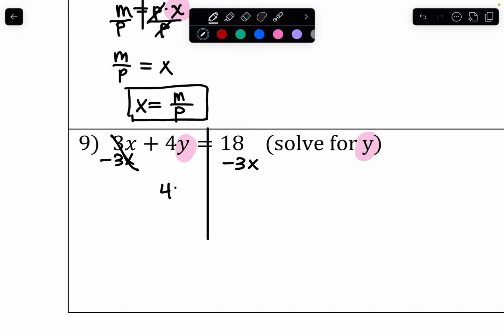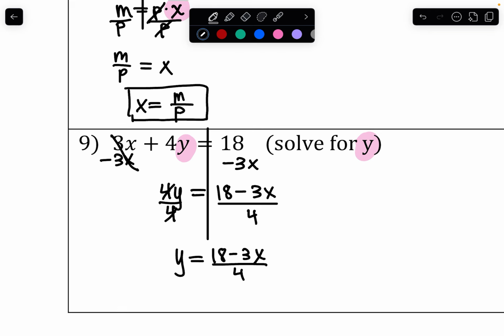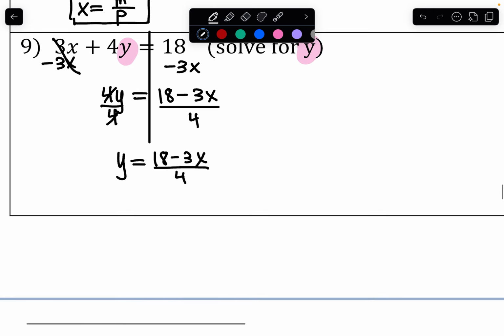So that leaves me with 4y equals, and then you could put these in either order. I'm going to do 18 minus 3x. And then divide everything by 4, the whole side by 4. And so y equals 18 minus 3x all over 4. In a later unit, we're going to want to clean this up quite a bit. And one way we clean this up is to write each term in the numerator over that 4.